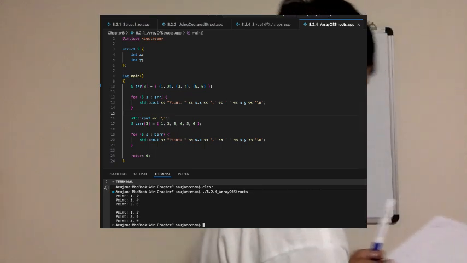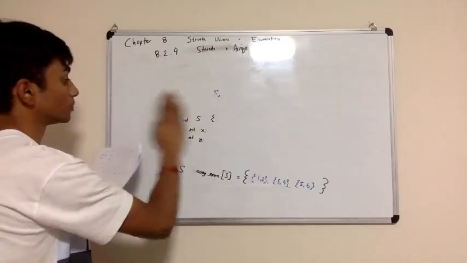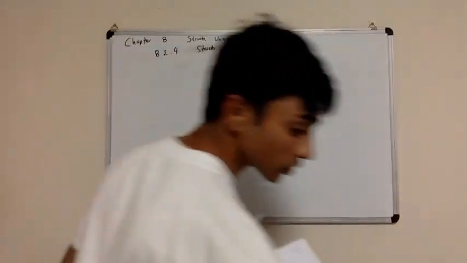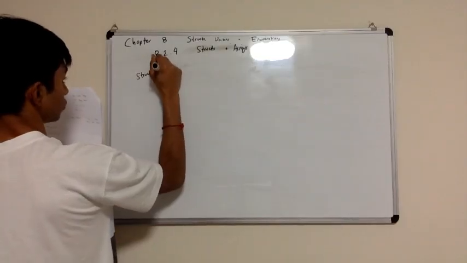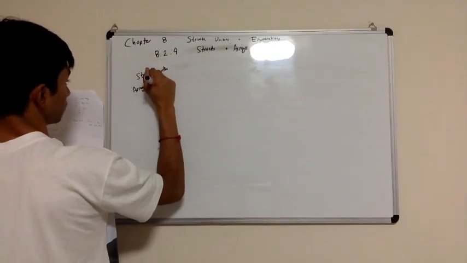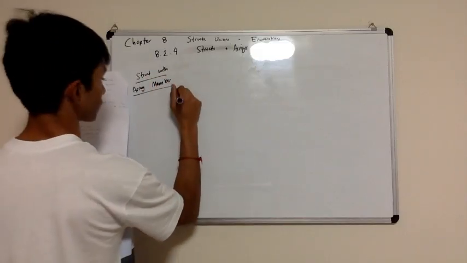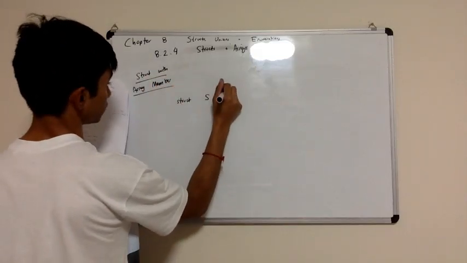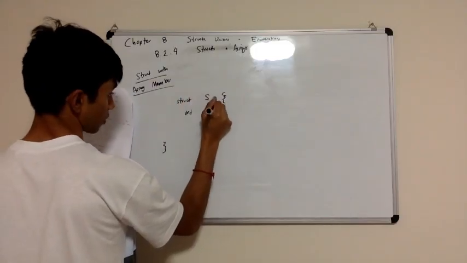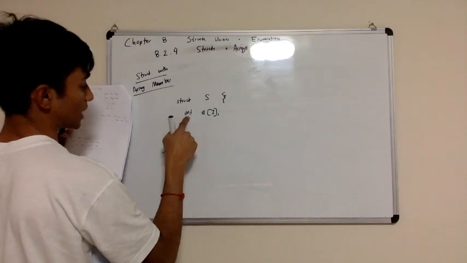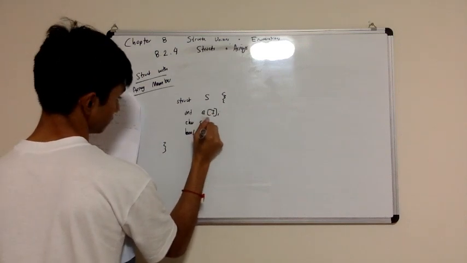The alternative way of looking at things is having a struct with an array as the field. So, a struct with an array member. Imagine I have struct S again, then I have something like int A3. That's an array, 3 elements, each with type int. Then I have char C, then I have bool B.